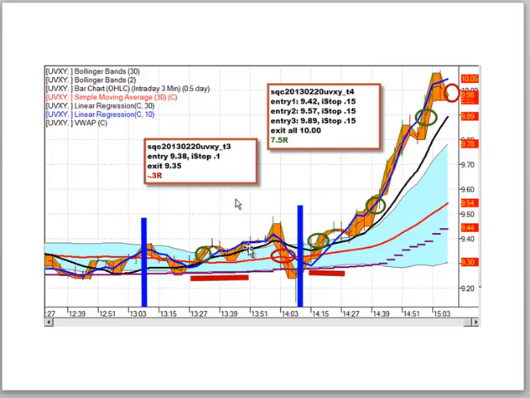Price and both regression lines leave the river. We get a little spike up, but then it almost immediately fails as price crosses back over the Bollinger Band mean. Take my exit at 9.35, losing 3 cents for minus 0.3R.